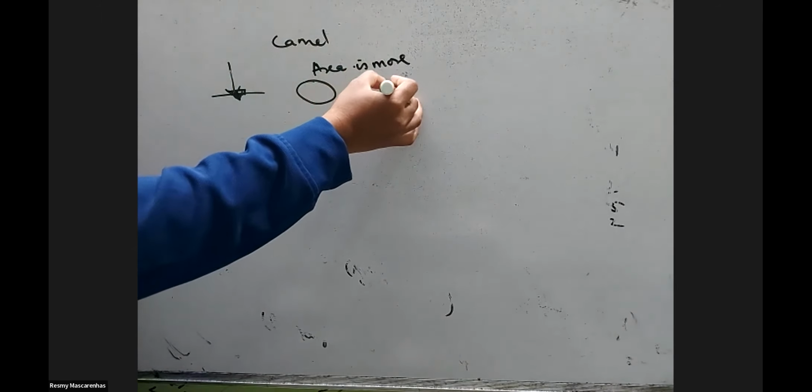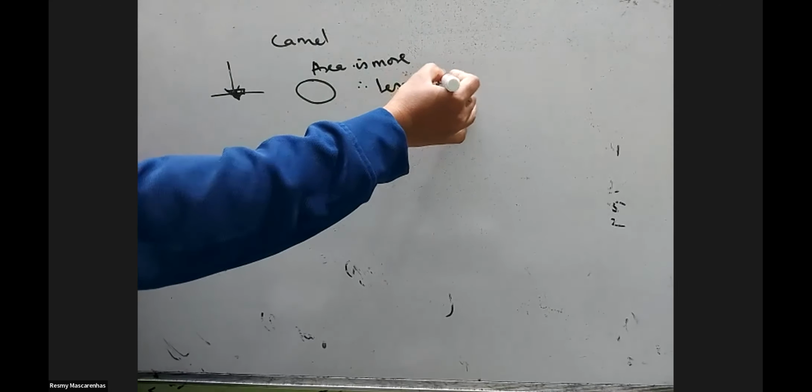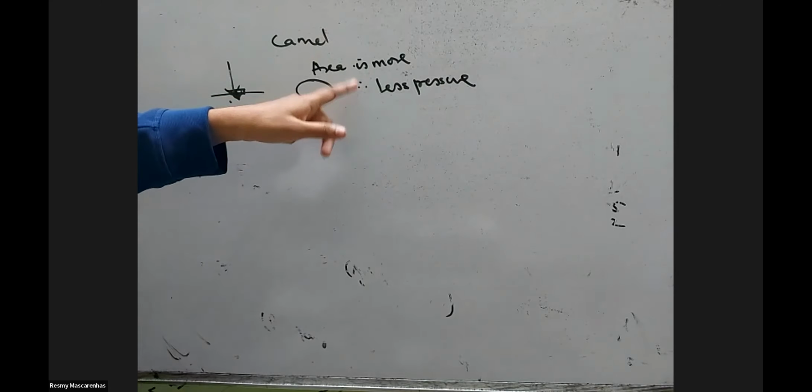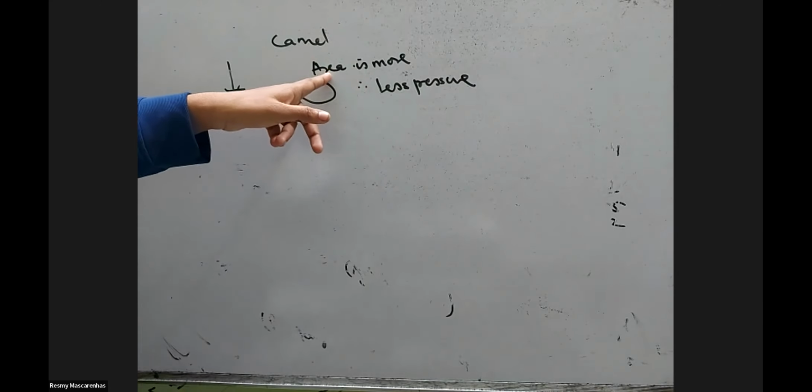So therefore less pressure. Here what is going to happen? Here your feet area is small. We are just comparing with the camel. So if you walk in the sand and if a camel is walking, whose pressure will be less? The camel's pressure, because the feet area is more.